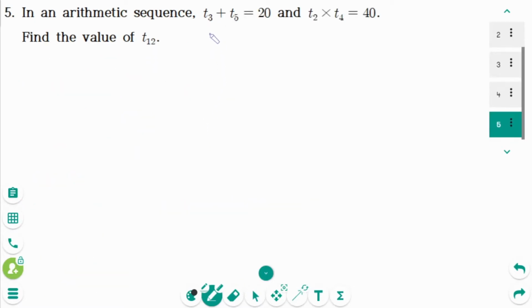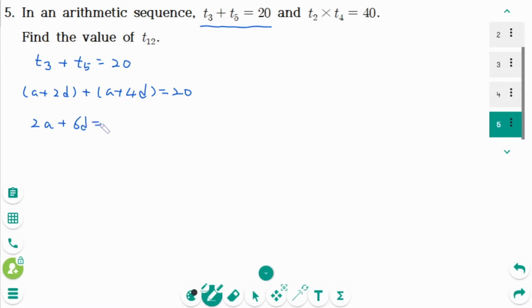Number 5, the first one, T3 plus T5 equals 20. Then A plus 2D plus A plus 4D equals 20. Then 2A plus 6D equals 20. Then divide by 2 on each side. We have A plus 3D equals 10.